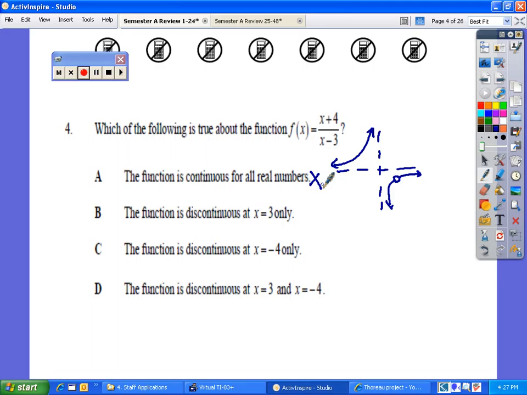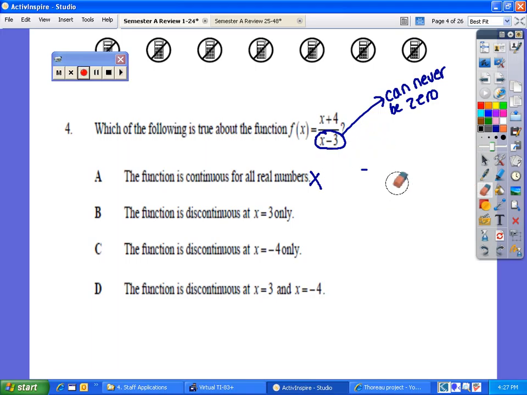Now, we need to know where that point of discontinuity is, and you look at the denominator. The denominator can never be 0. We can never have 0 in the denominator. So we need to figure out what value for x will allow for us to have 0 in the denominator. So all you do is basically set this equal to 0. And we find out that at x equals 3, we will have a 0 in our denominator.